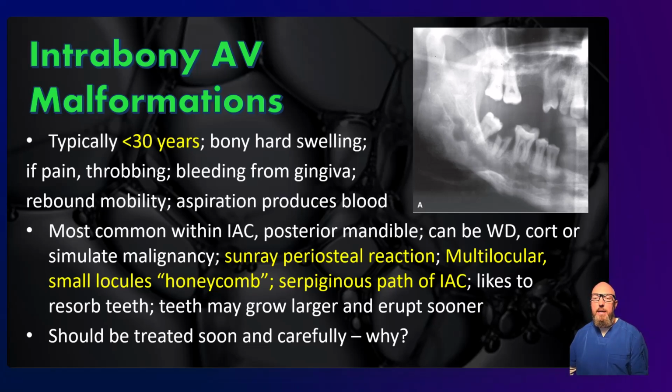So when you see a posterior mandibular multilocular lesion, or one in a large canal, throbbing, mobile teeth, any of these signs, think of other signs. The multilocular honeycomb appearance, be really careful of those. Also, this can cause the sunray periosteal reaction. Any of these other signs, be really careful. If you're not ready to control that bleeding, don't touch it. If you aspirate and get blood, then stop and refer. So don't be that dentist that causes a catastrophic mistake like this.